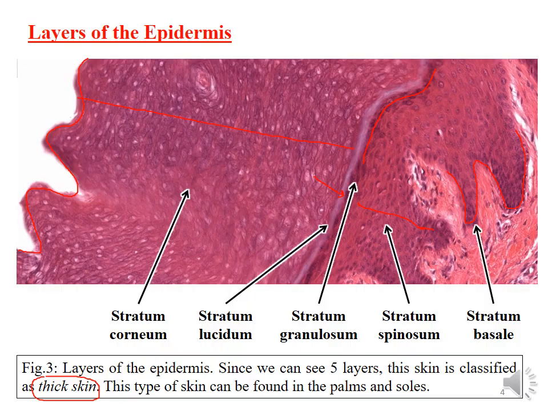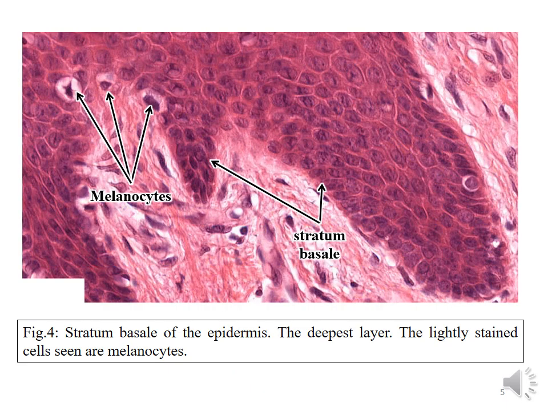Let's look at these layers, starting with the stratum basale. This is the deepest layer. It is formed of a single layer of cells. It is highly mitotic, though it's not easy to see that in the light microscope. And here, in addition to the keratinocytes, we have Merkel cells and we have melanocytes.